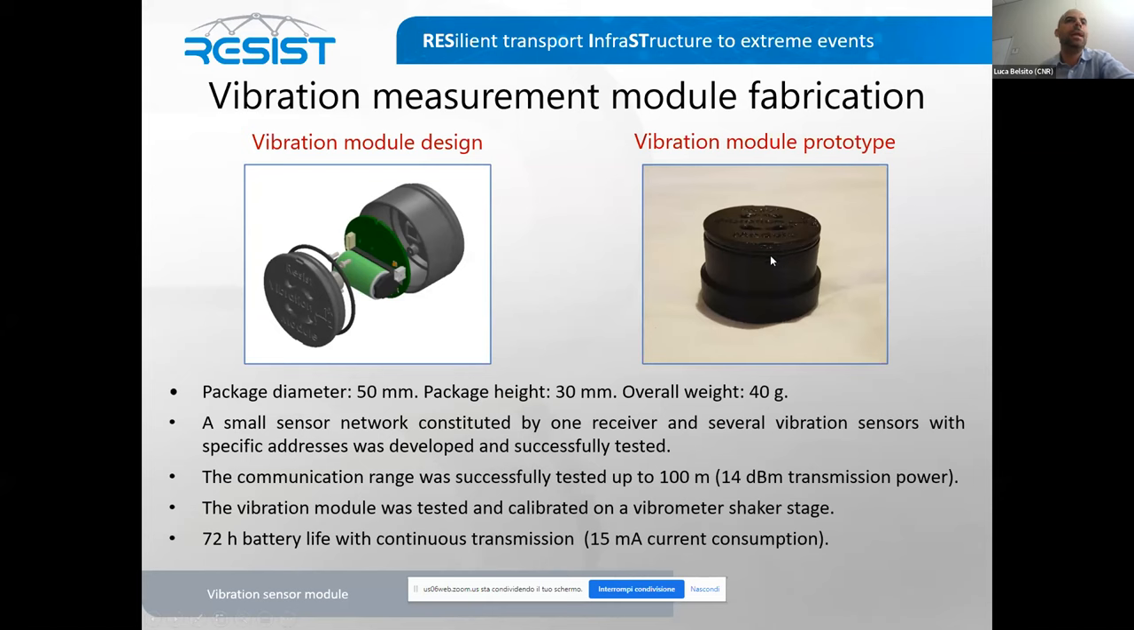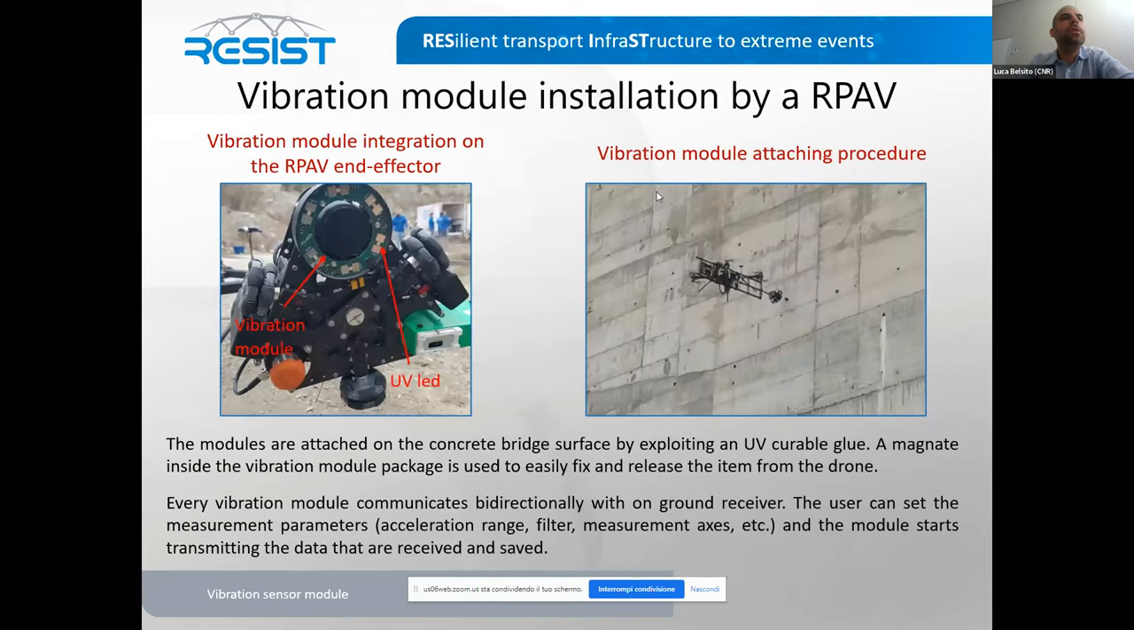We have realized a small network constituted from several transmitters that simultaneously communicate with the receiver on the ground control station. And we have successfully tested the communication up to 100 meters. And we have a battery life larger than 72 hours with the continuous communication. But obviously, with the intermittent communication, we can have a battery life longer than months. Also, here it depends on the frequency of the measurement. Here we can see the integration of the module on the end effector and also the module that on the right was glued on the wall in the Mesovo bridge.